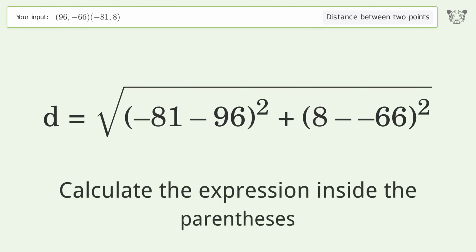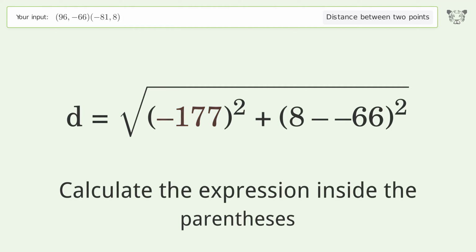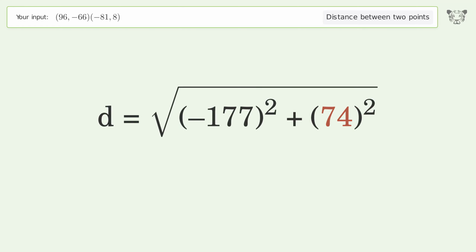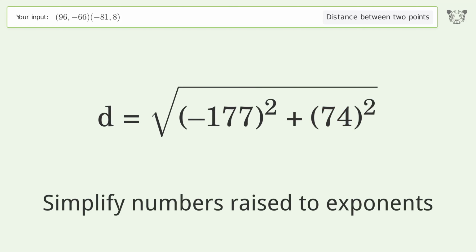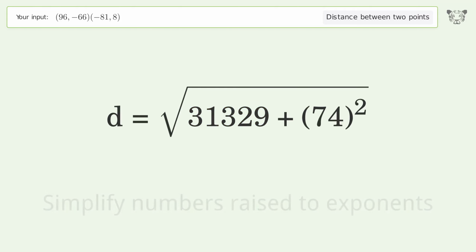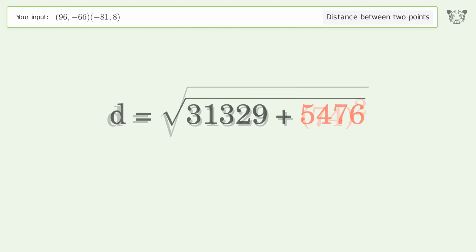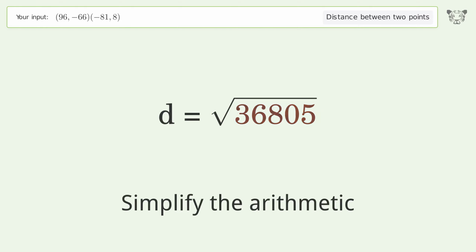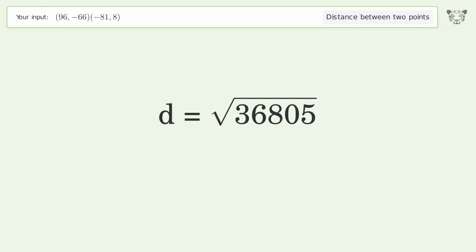Calculate the expression inside the parentheses. Simplify numbers raised to exponents. Simplify the arithmetic. And so the distance between the 2 points is the square root of 36,805 or 191.846.